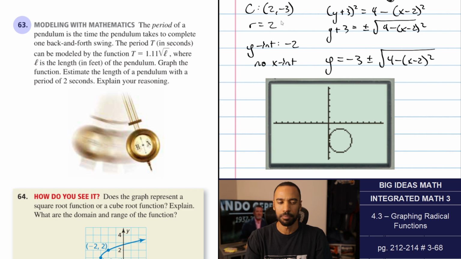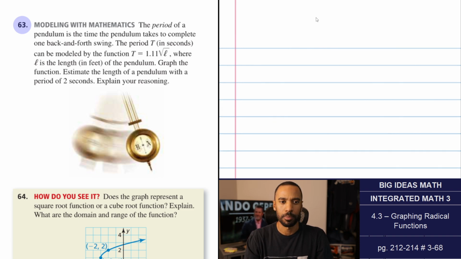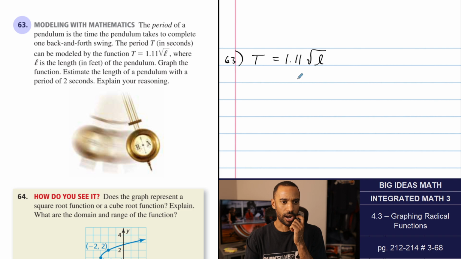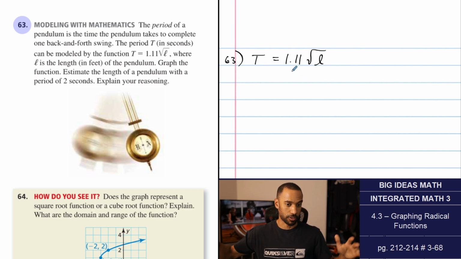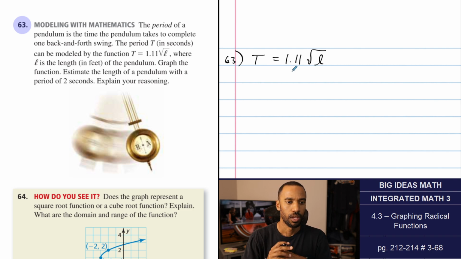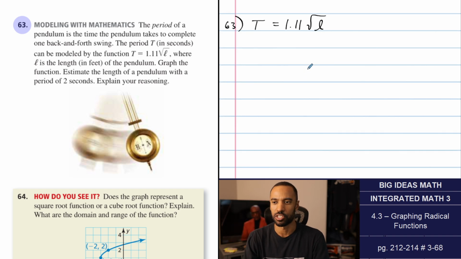Number 63. The period of a pendulum is the time the pendulum takes to complete one back and forth swing. So how long it takes from here to back, and then you're done. The period T in seconds can be modeled by the function T equals 1.11 times the square root of L, where L is the length in feet of the pendulum. So if it's longer, it's a bigger pendulum, it's going to take longer to go. Graph the function, estimate the length of a pendulum with a period of 2 seconds, explain your reasoning.